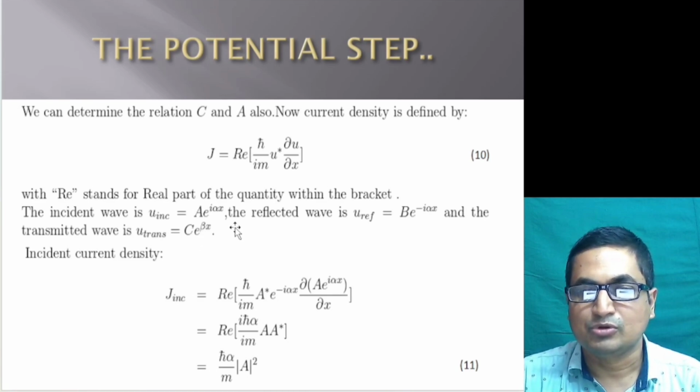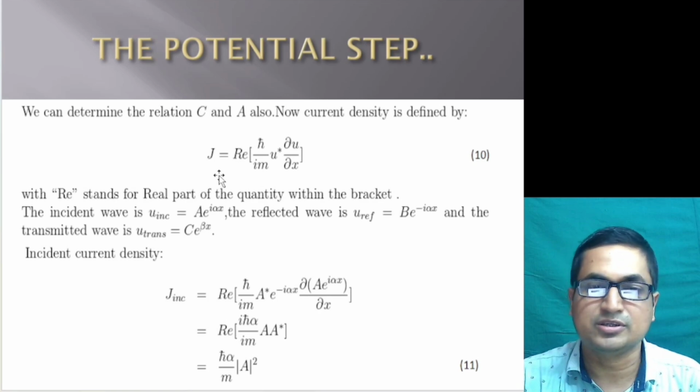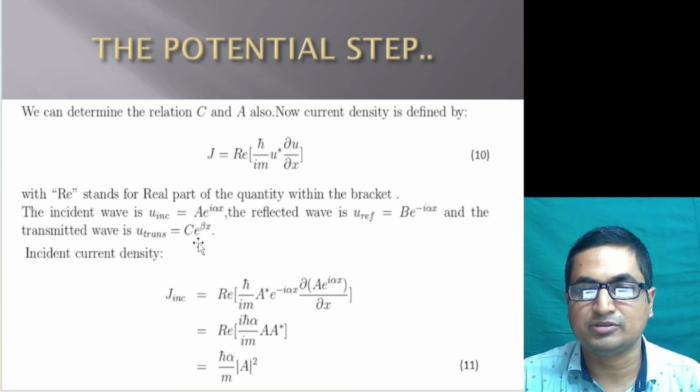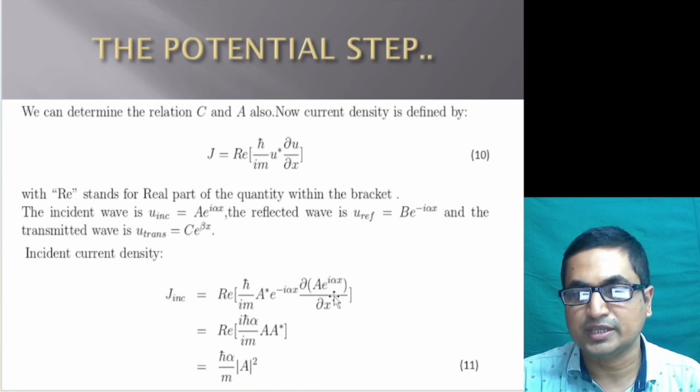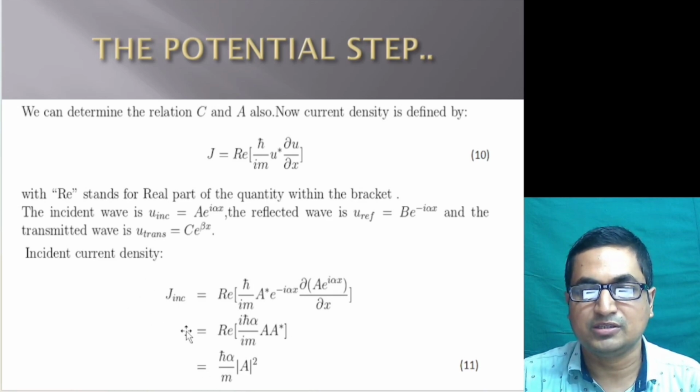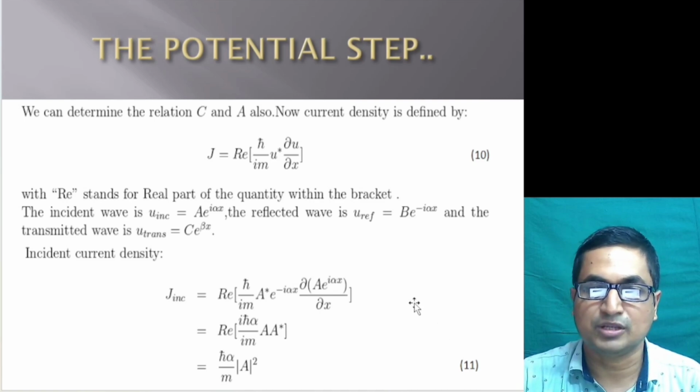So with all these wave functions, we can now find the current densities related to every wave here. The incident current density will be given by the incident wave, the reflected current density will be given by the reflected wave, and the transmitted current density will be given by this wave. So let's first calculate the incident current density from equation 10. We put the incident wave function here, which is A e to the power i alpha x, and doing all these things, we find that the incident current density is equal to this one, h cross alpha by m modulus A square, as given by equation 11.